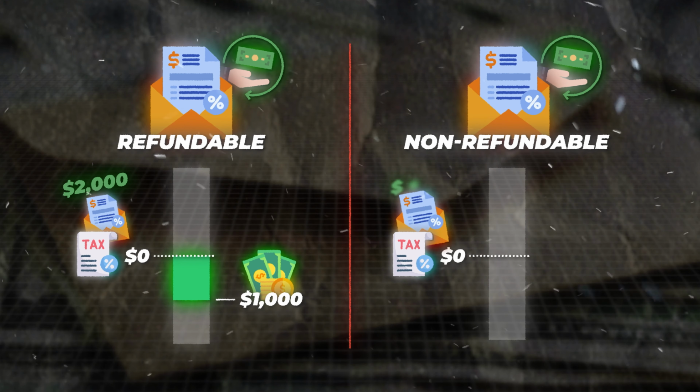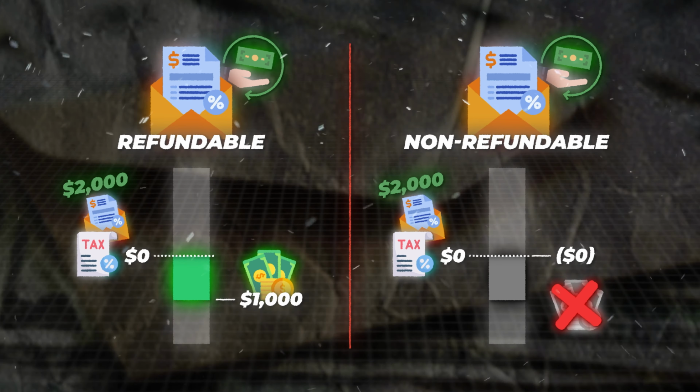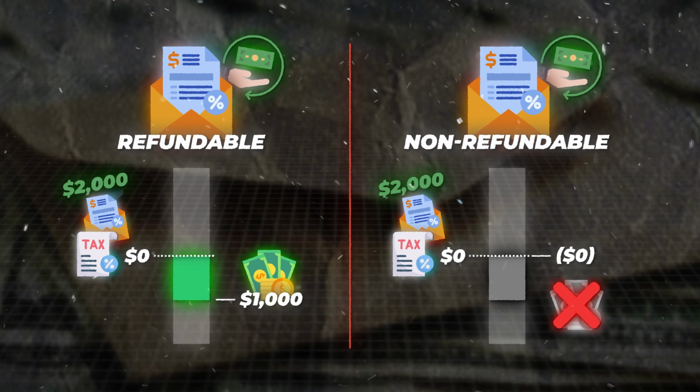A non-refundable tax credit, on the other hand, is one in which the government will not give you a refund if your taxable income drops below zero. Make sense? All right, let's keep going.